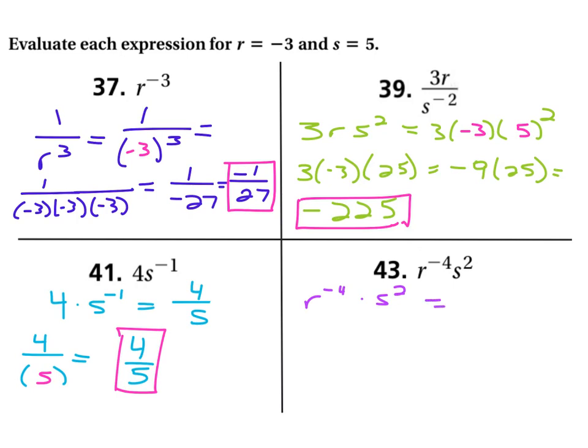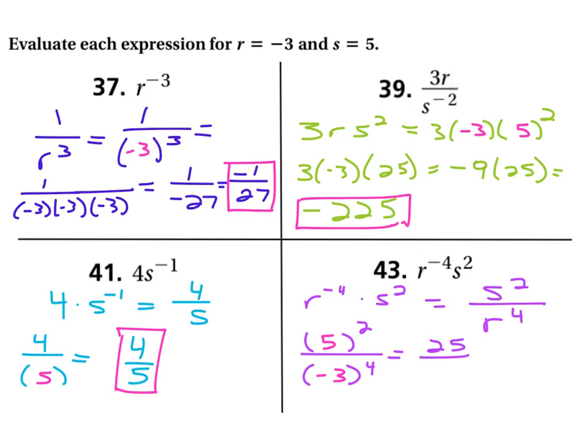So how do we rewrite that? Well, the s to the second stays on top. The r to the negative 4 is down here as r to the positive 4. And then when we write this, we would say s squared over r to the fourth. And we need to put in what are the values of those numbers. And s is on top, that's equal to 5. R is on the bottom, it's equal to negative 3.